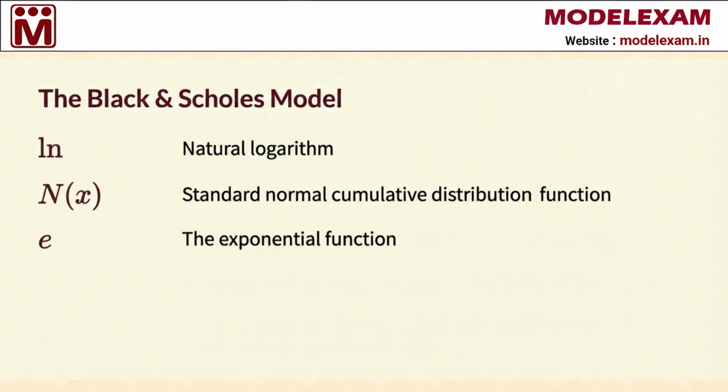Finally, we have a few mathematical terms to remember. The letters ln stand for the natural logarithm. The N of x represents the standard normal cumulative distribution function, which helps us understand probabilities. Lastly, the letter E refers to the exponential function. These mathematical parts work together within the formulas to help us reach the final price of the option.